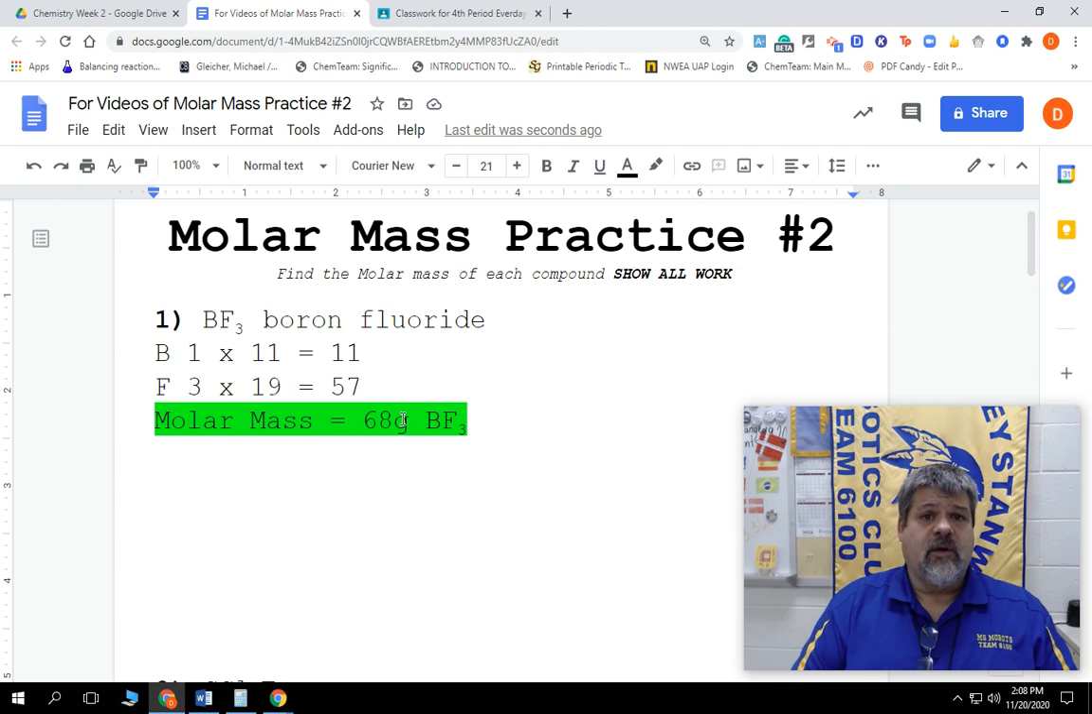This is the one that we learned, because in 2020 we just did type 1 and type 2 nomenclature. So here we go.